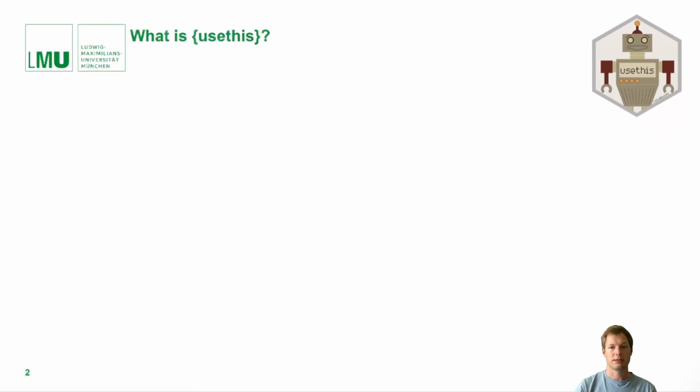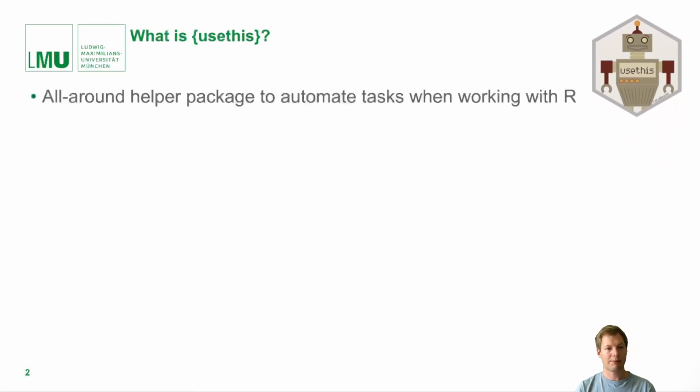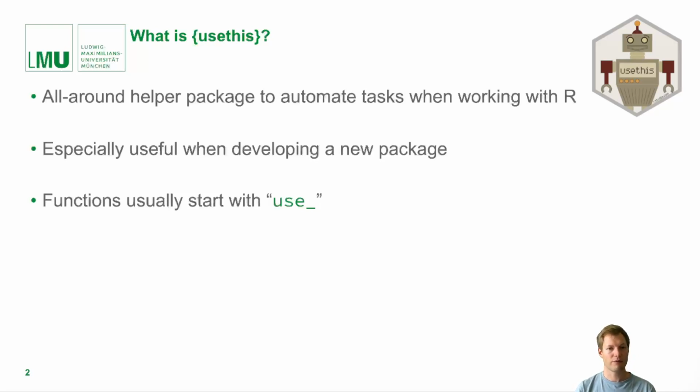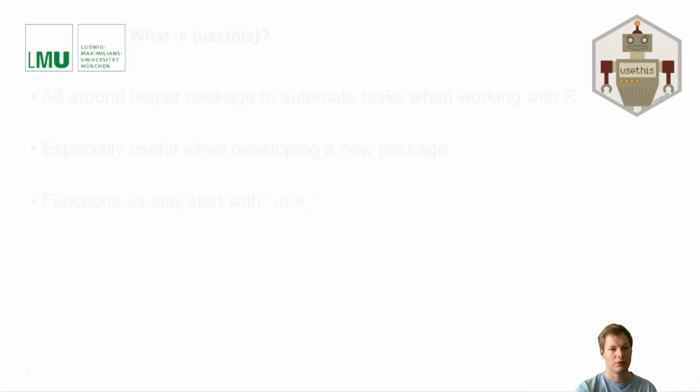So what is usethis? It's basically an all-around helper package to automate almost all tasks when working with R, and especially useful when developing new packages. As the name implies, many of the functions that you have with usethis typically start with use, maybe even all of them, at least all of the ones I've used so far. To discover the functions, you can just use library(usethis) to load it, and then start typing use underscore, and then you can see all the available functions.